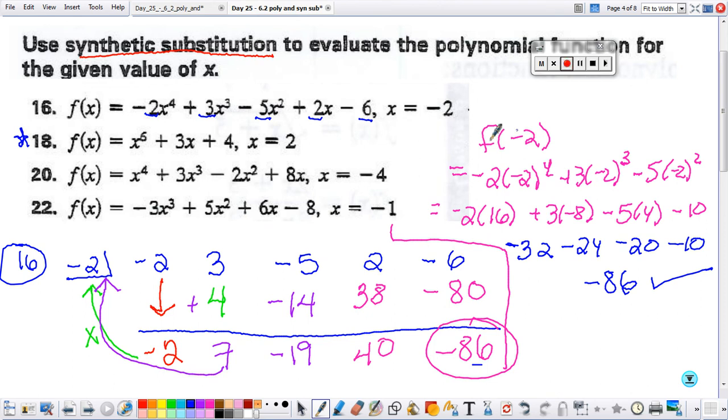So handling the exponents and then multiplying by the coefficients and then adding the numbers together, this direct substitution can just take a while. It's just not very efficient. Synthetic substitution, multiply then add, no exponents to worry about, no coefficients really to worry about once they're written up here. It's really just a great efficient process. Okay, so let's try 18 because 18 is special. We're missing some x's.